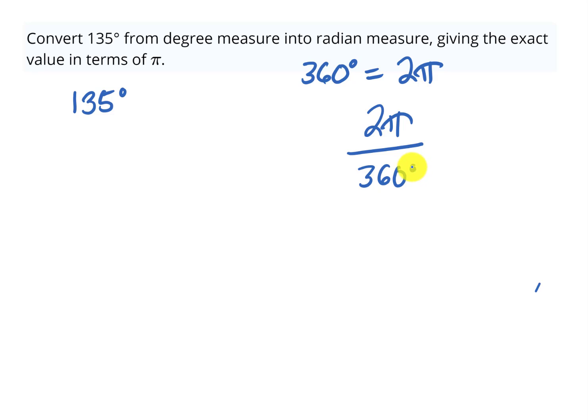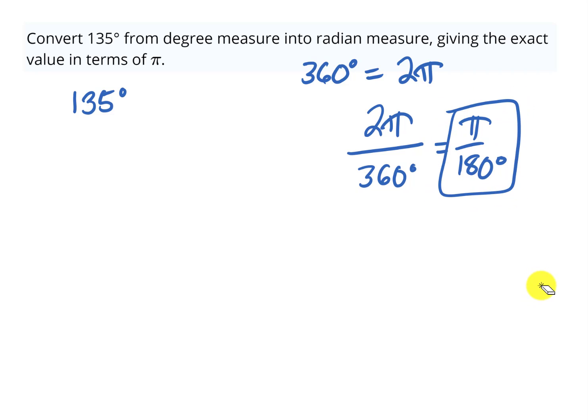And the reason I wrote it over here instead of multiplying is because this fraction will reduce because these are both even. You could divide both numerator and denominator by 2 and you'd have pi over 180 degrees. So this is the conversion fraction we're going to use, and if we want to go from degree measure to radian measure, we'll use it just like I've got it there. And if we want to go from radian measure to degree measure, we will put the 180 degrees on top and the pi on the bottom.